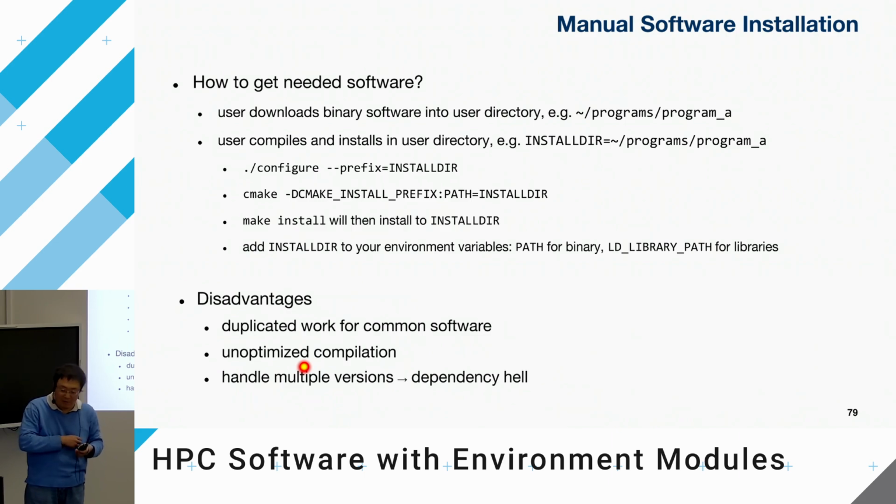The second problem is unoptimized compilation. I would like to say most of the users are not really computer scientists, maybe from other domains, from chemistry or physics and so on. So maybe the compilation is not optimized. And last but not least, there may be multiple dependencies. This Python package depends on that Python package and so on. This is very, very nasty to handle.